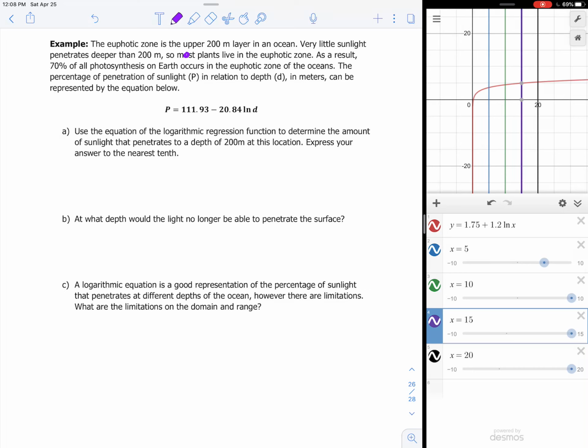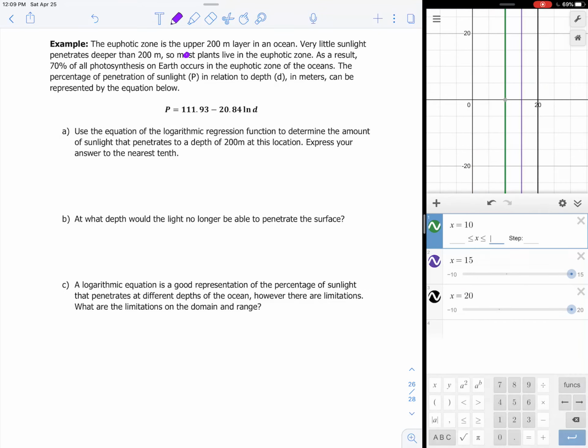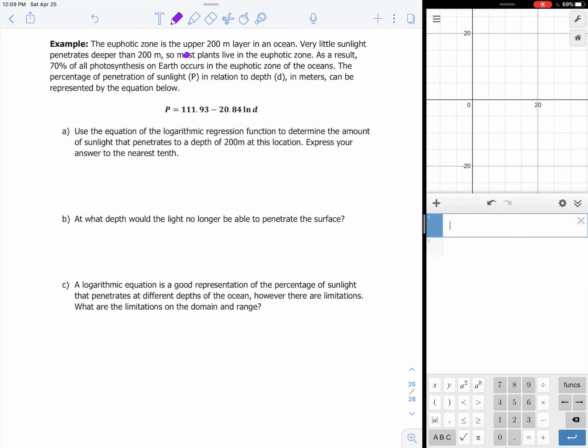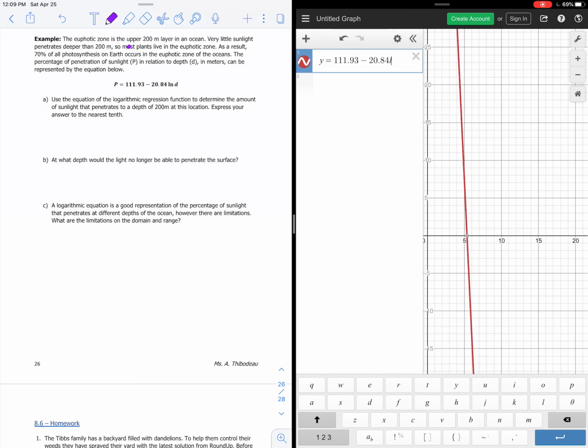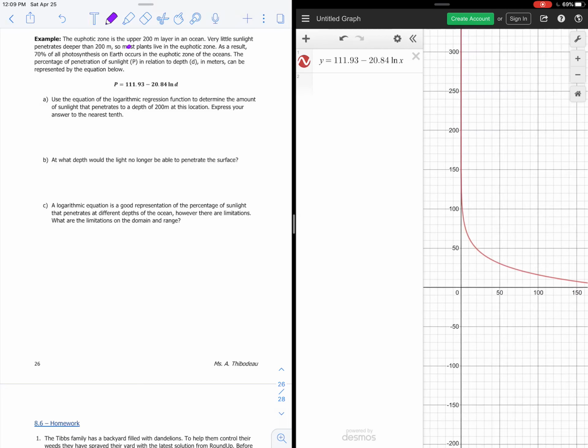Okay. Use the equation of a logarithmic regression function to determine the amount of sunlight that penetrates to a depth of 200 meters at this location. Express your answer to the nearest 10. All right, we're going to clear out Desmos here. I'll open Desmos a little bit larger, and I'm going to plug this in. So y equals this minus 200.84 ln of x.